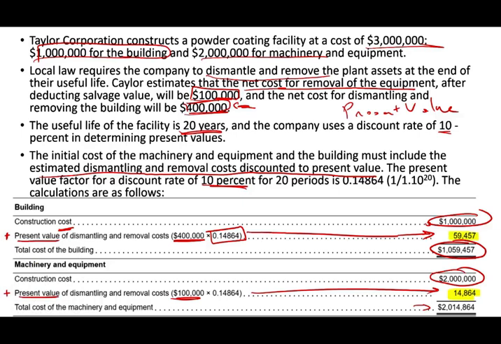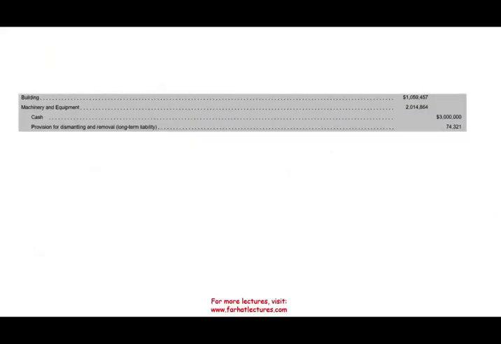So notice those two numbers, I'm going to highlight them in yellow. Those two numbers here, the $59,457 and the $14,864, those are future liability. Okay? And when you have a liability, you have to incur expenses. Interest expense, right? But now you have to record the liability. Let's take a look at the entry. The entry will be debit the building, $1,059,457, debit the machinery, $2,014,864, credit cash.